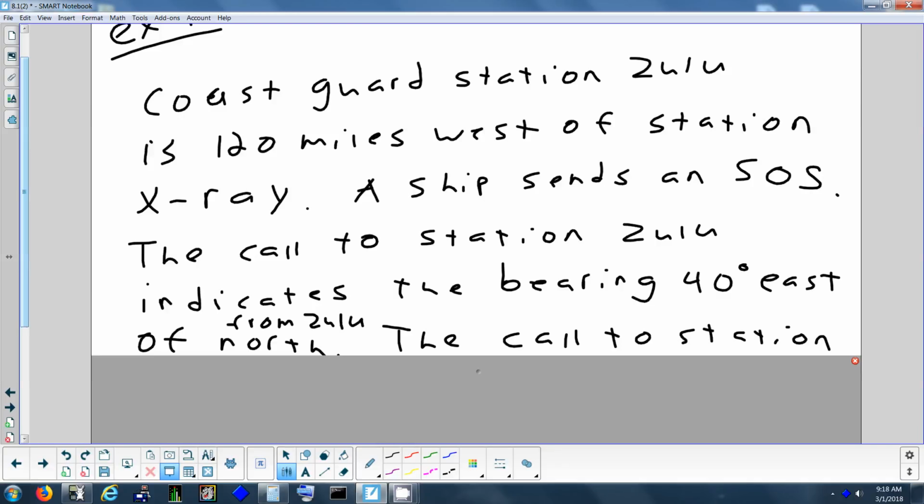Now, if you're like, well, how could they figure out the direction? Well, don't think about it as an SOS then. Think about like they have a big beam of light on top of their boat. And the Coast Guard station sees the beam of light then. Okay, so think about it that way if it doesn't make sense to you. So they see a beam of light and they say, you know what, it's coming from that way.